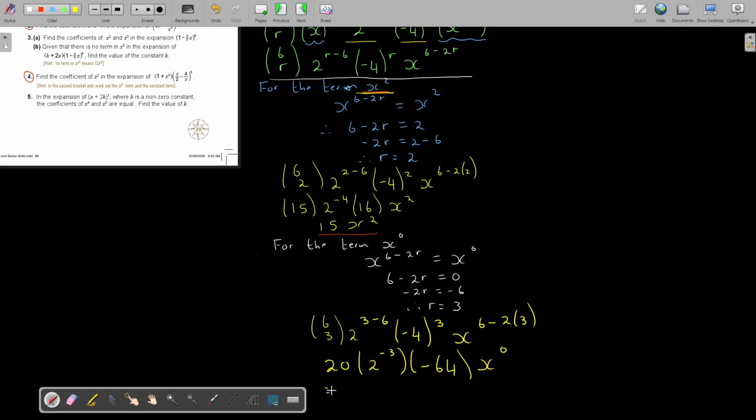Okay, so if you multiply, so this is 1 over 8, so it's actually going to be 20 times that negative 64 divided by 8. And that's going to give you 160, but negative 160. Don't forget negative 160, because that becomes 1. Okay, so this is my constant term.